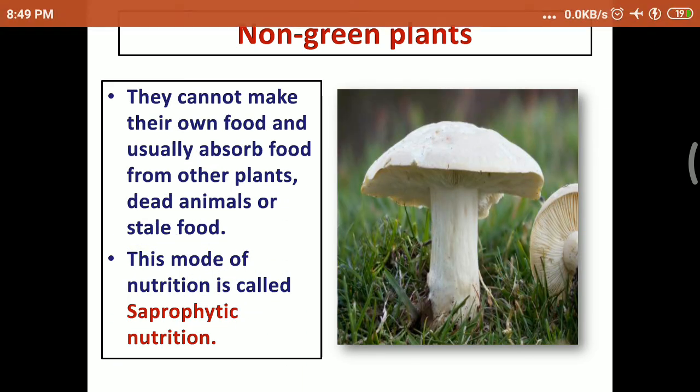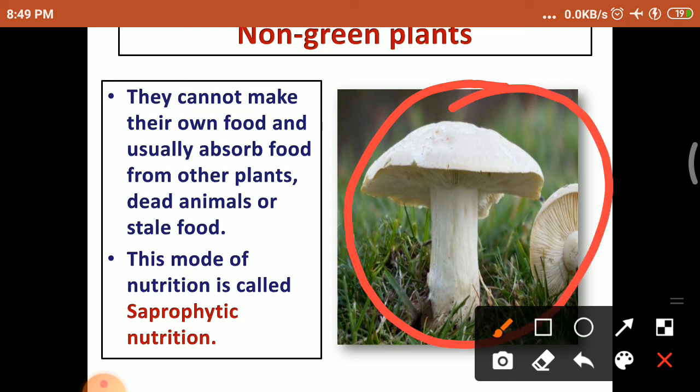And this is also a non-green plant. You know that this is one of the fungi, and it is white in color, so it does not look green. So these plants are called non-green plants. They do not have even a small amount of chlorophyll. So how do this type of plants prepare their food?